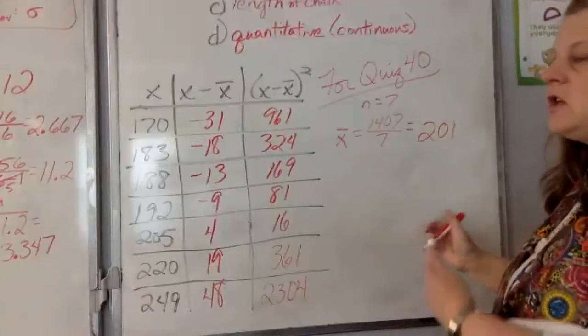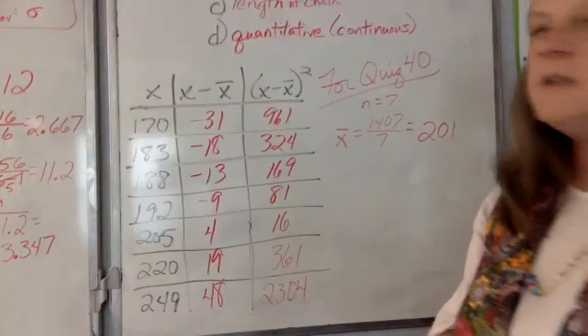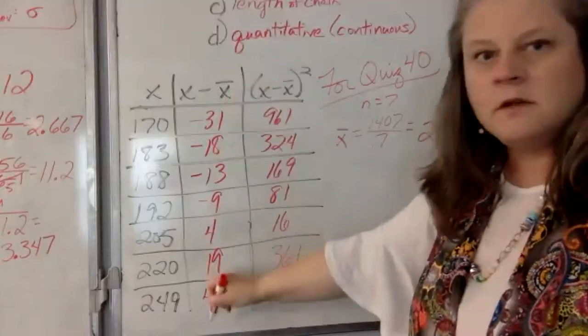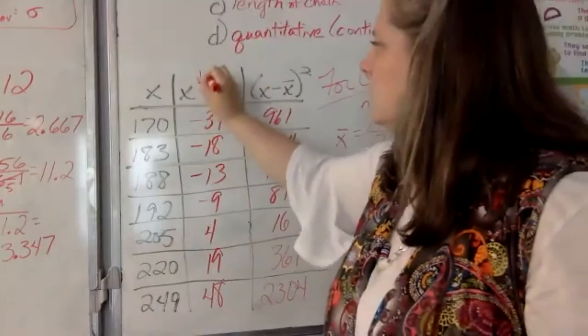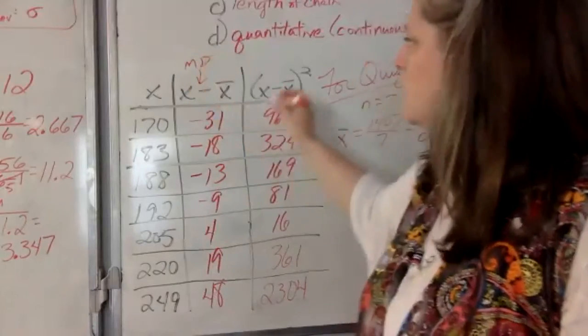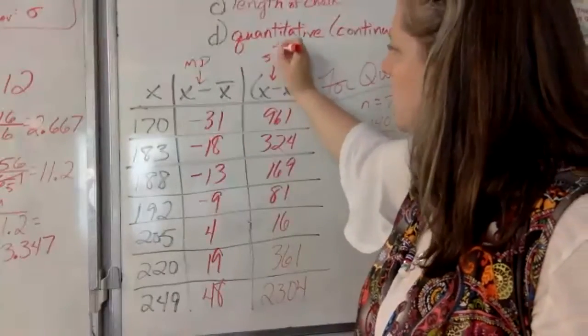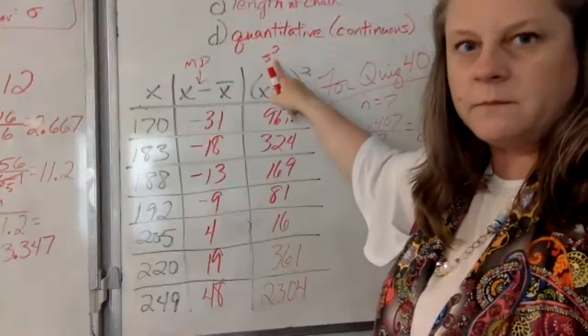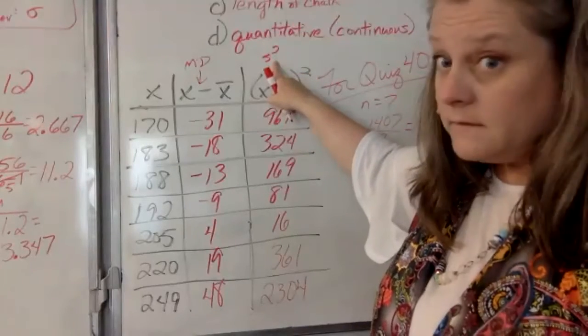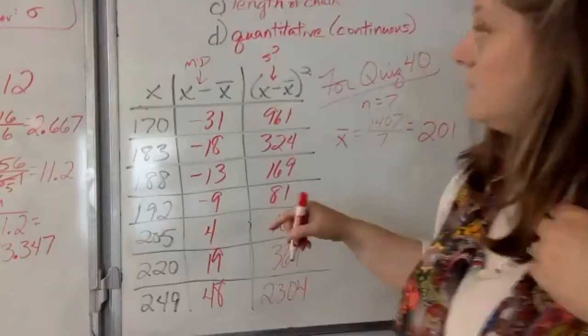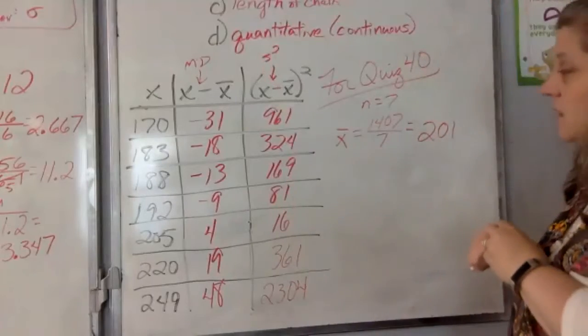So if it asks you to find the mean deviation, you know you use this column for the mean deviation, right? This is the one that you use for the MD. This one is the one you use for S squared, which is called your variance.